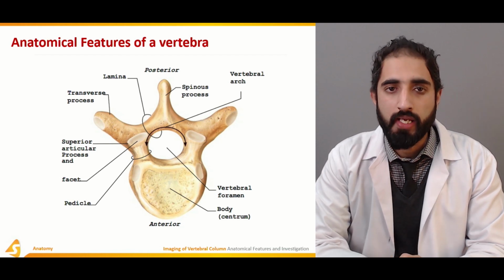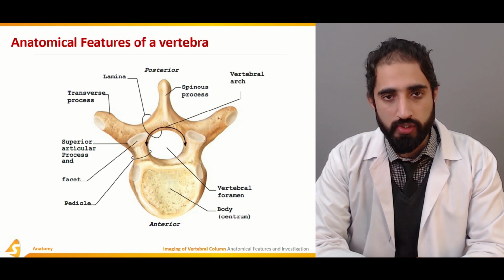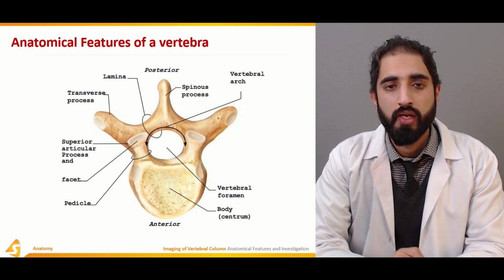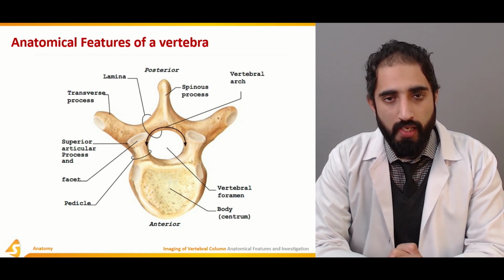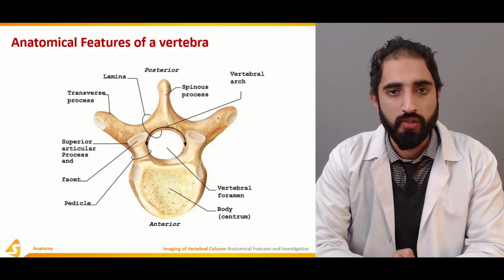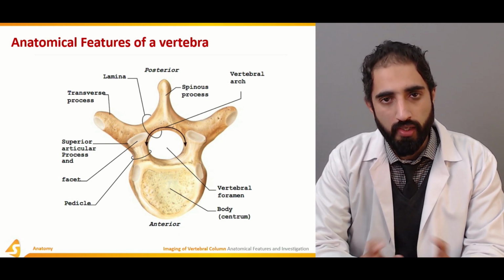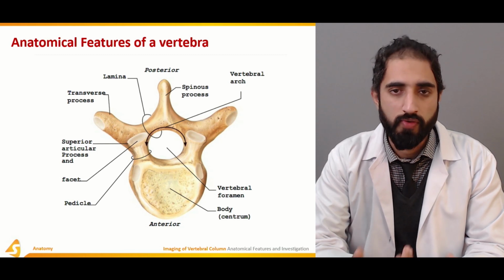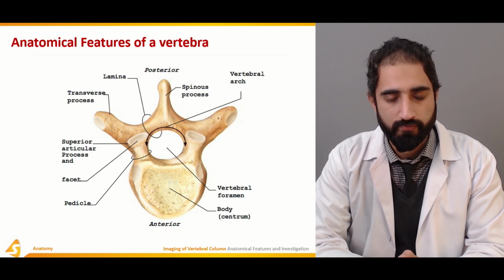They also make an intervertebral joint with each other, which is between the two vertebral bodies. These vertebral bodies, in terms of the intervertebral joint, are separated from each other via an intervertebral disc, which is a fibrocartilaginous disc.